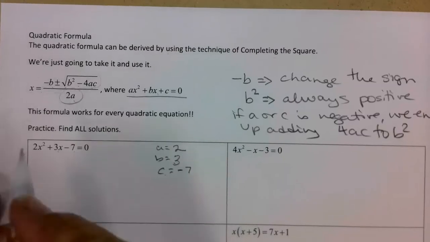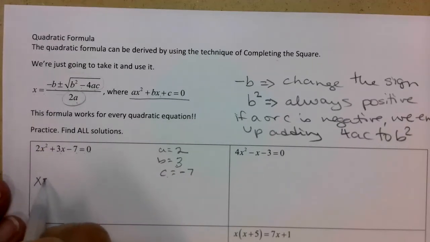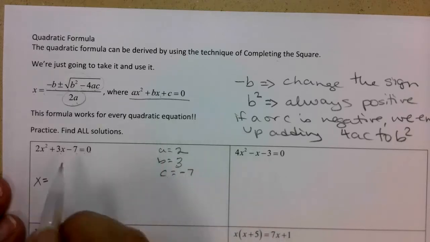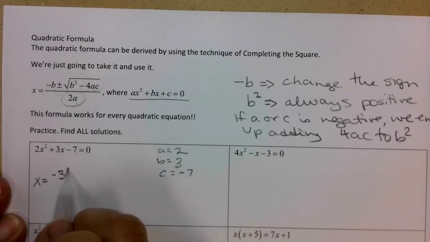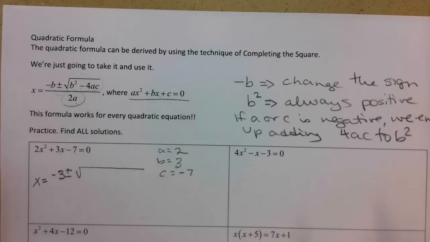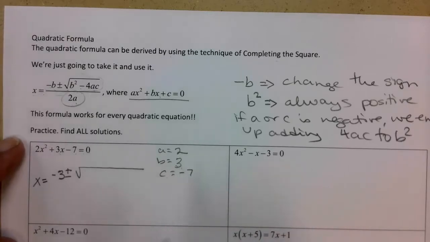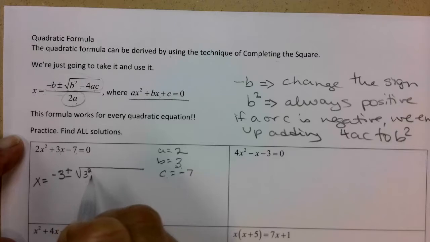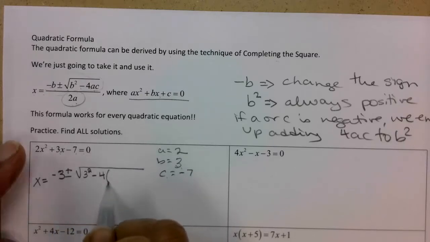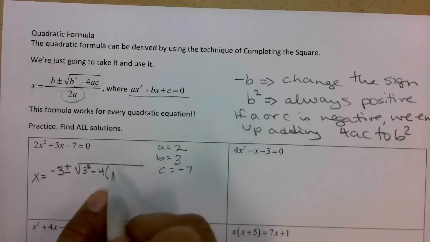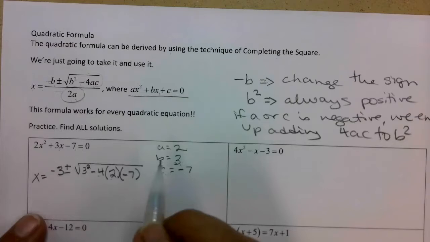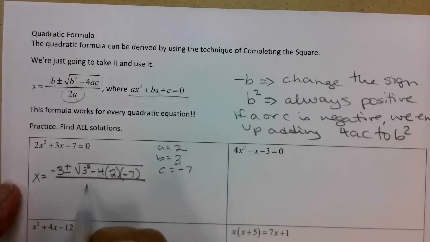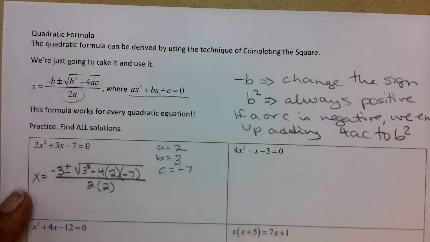Cool. So here we go. x equals negative b. So write the opposite of 3. 3 right now is positive, so the opposite of that is negative 3. Plus or minus square root, and I made it big because there's a lot of stuff that goes under here. So I have b squared, so 3 squared, minus 4, and I'm just going to use parentheses for my times. 4 times a, which is 2, times c, which is negative 7. And then that is all divided by 2 times a, which is 2.